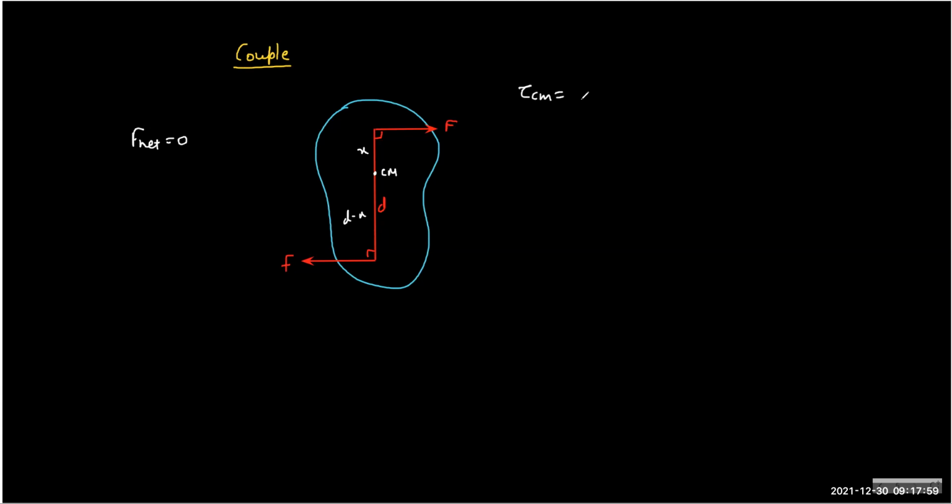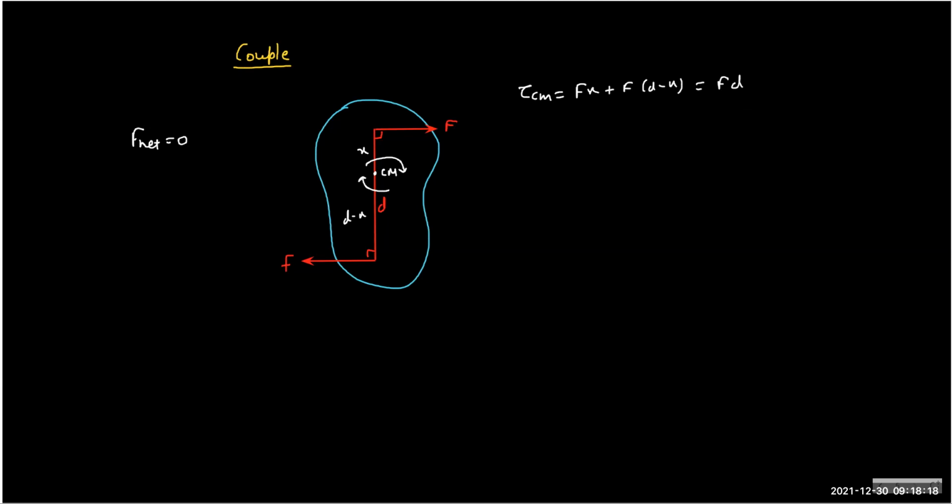Both will add up because both will support it. So the upper force will try to tilt like this, and the lower will do the same. So in a way, they will support the torque. So the net will add up. So it is fx plus f of d minus x. And what is interesting is that this answer will be how much?